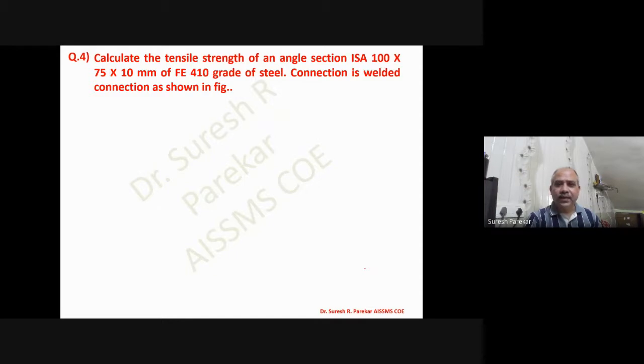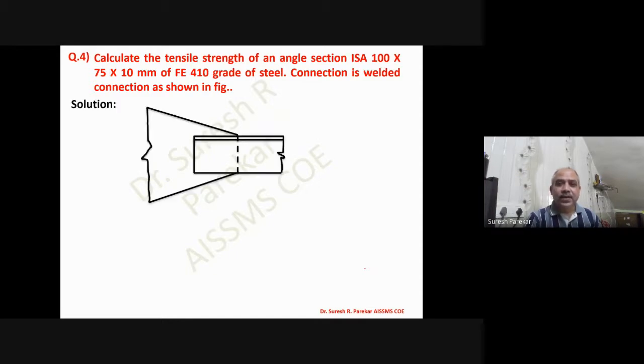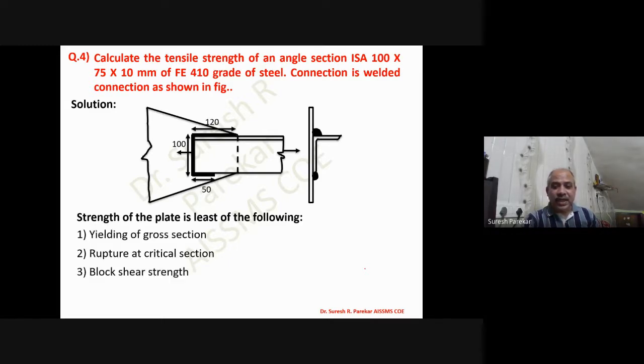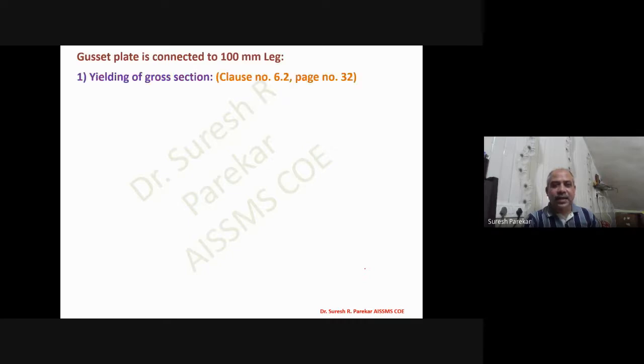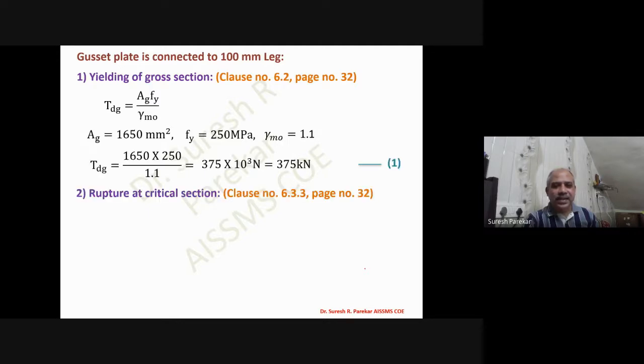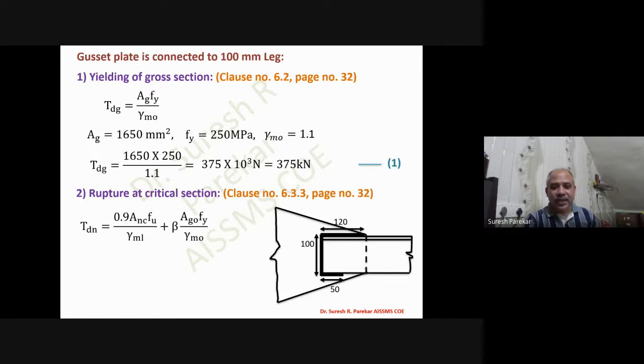Now another problem we have considered is with a welded connection. In a welded connection, I already mentioned we do not require to go for block shear strength, but I have calculated it by assumption because nothing is clearly given in IS 800. So here we have connected the 100 millimeter leg, and the first part is simple as it is, no change. Then rupture at critical section is going to be in this way.